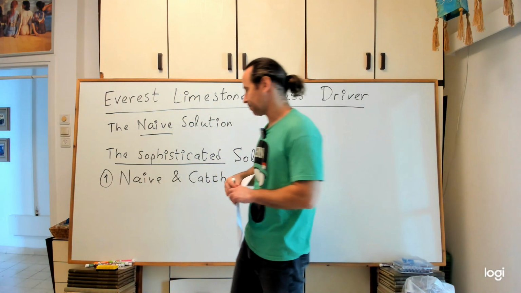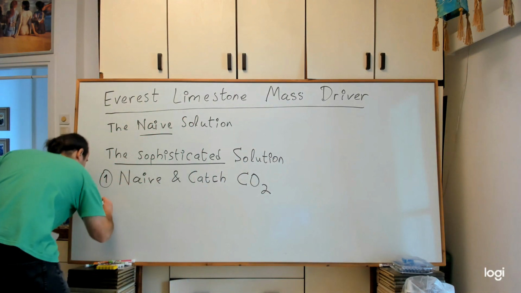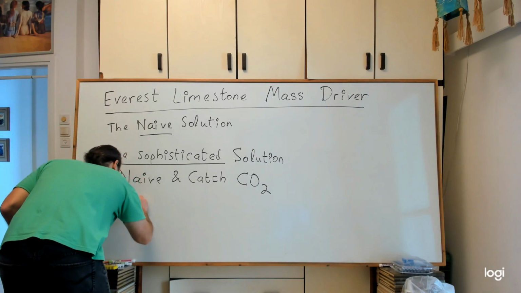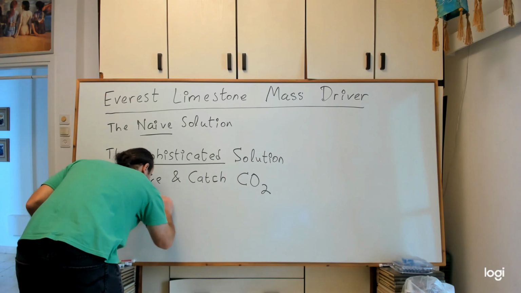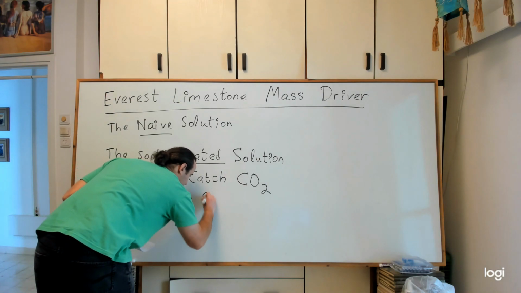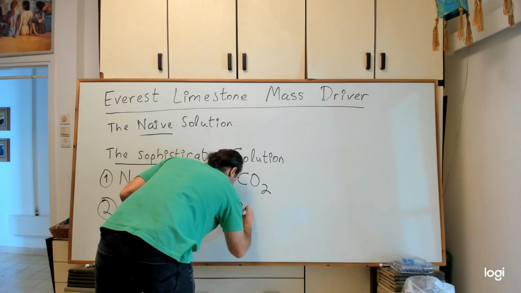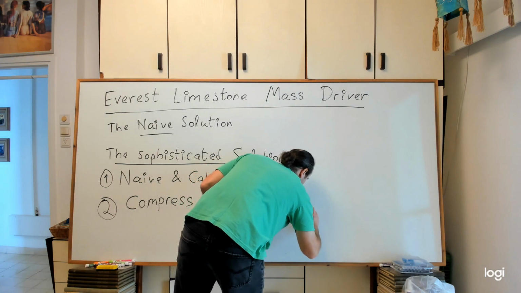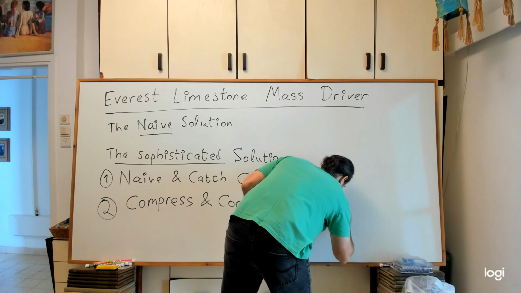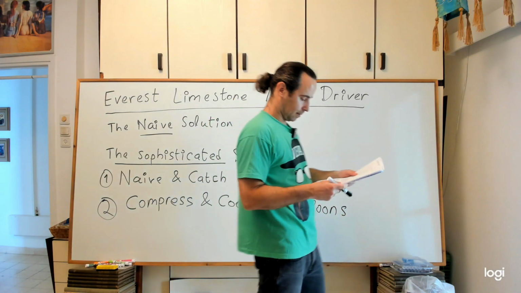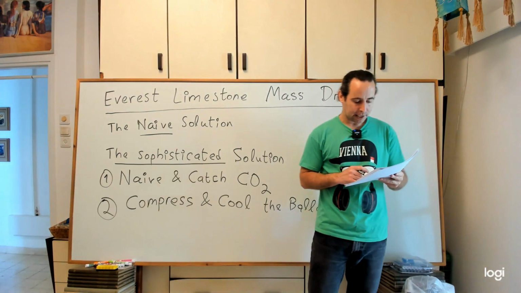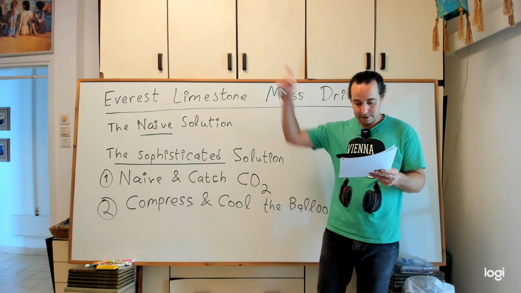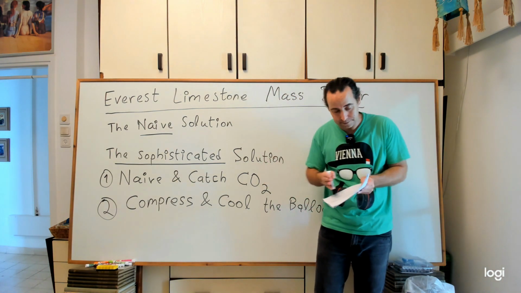Nothing lives there. Okay, so step 2: compress and cool balloons. The balloons eventually need to get to planet Venus, but in order to shoot them into space, we need them to be a lot smaller.